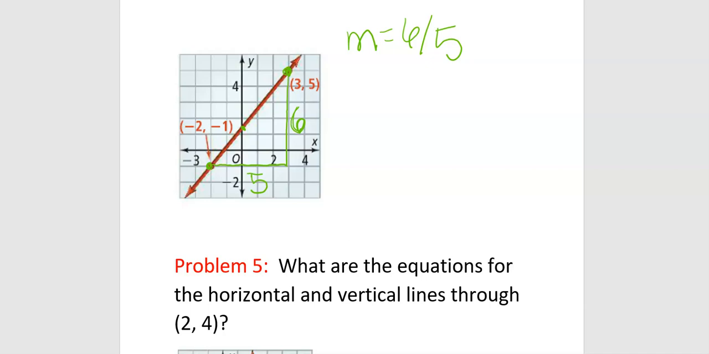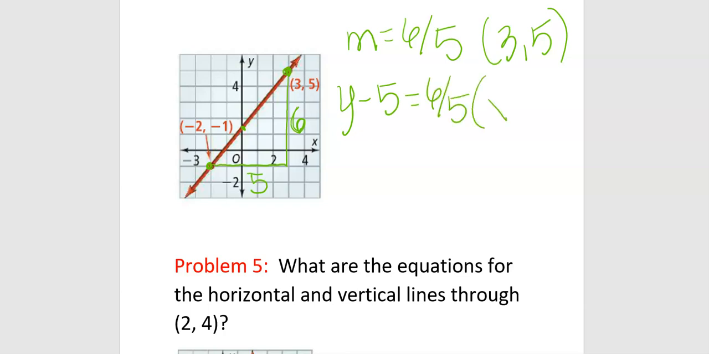I can choose the 3, 5. I can choose the -2, -1. Most of you will probably do the positive ones, but it doesn't really matter. You can use either point. Now we have point slope. We can put it into point slope form. So it looks like this. Y minus 5 equals 6 over 5 times x minus 3.